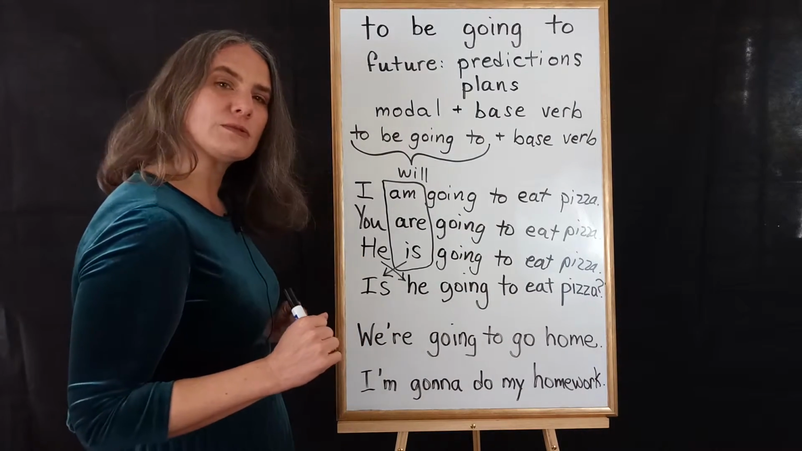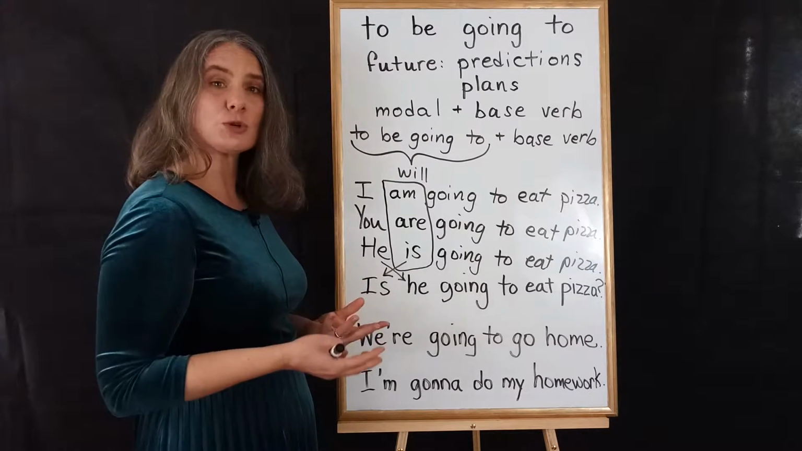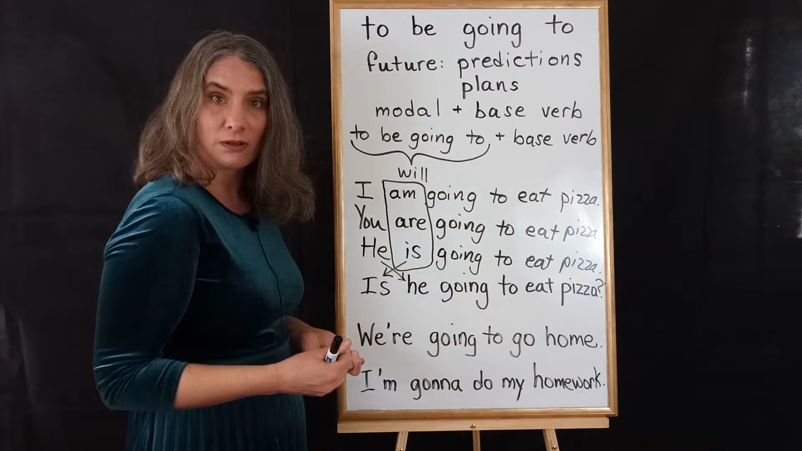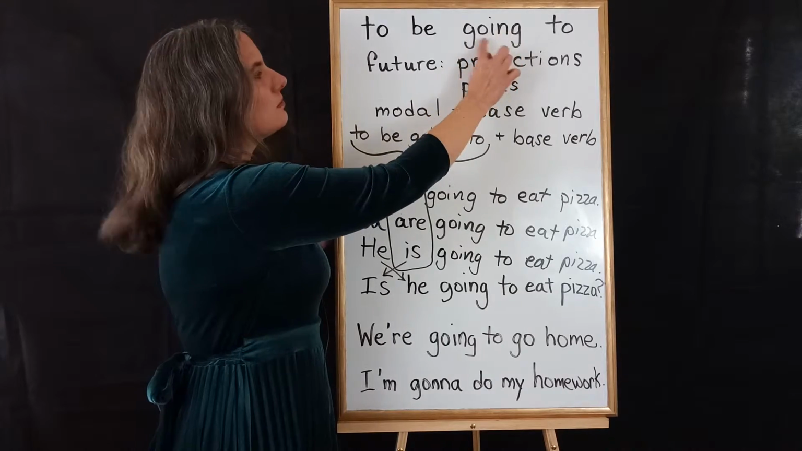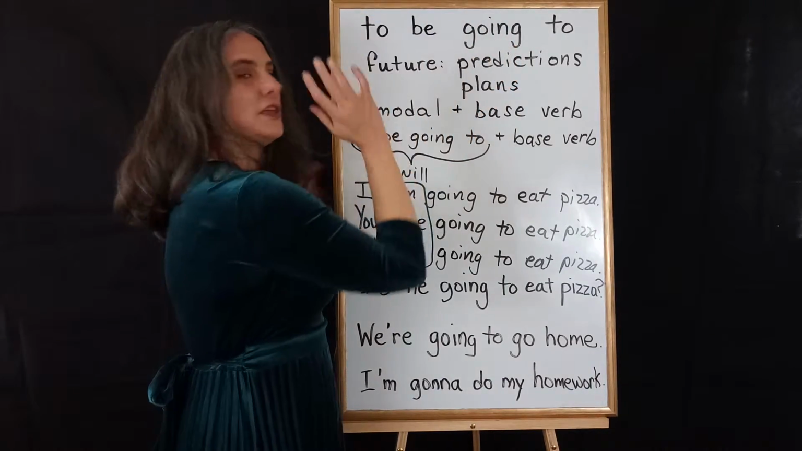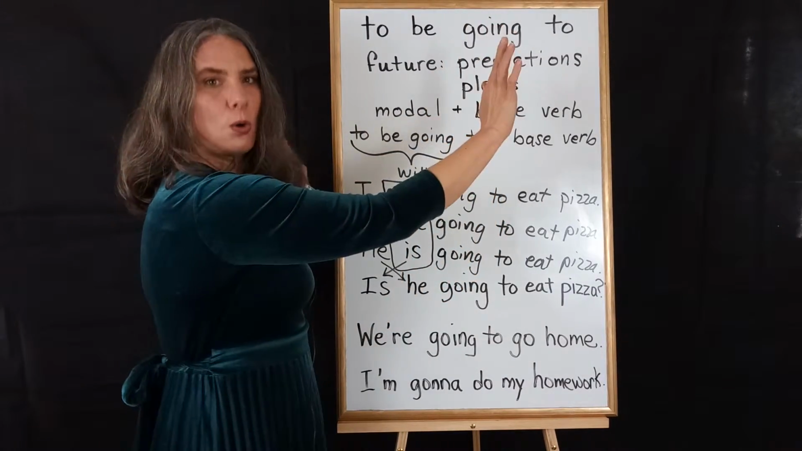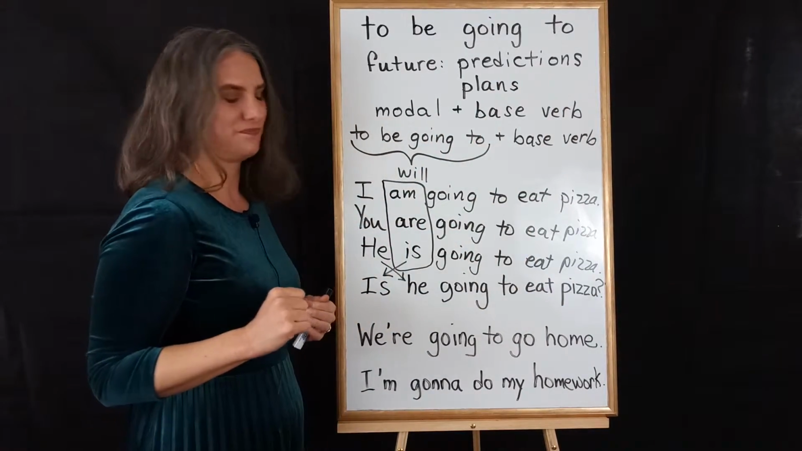Another thing I want you to remember. Sometimes our actual verb, our action is go. When we use this to be going to, this doesn't mean go. Think of it as future. There's no actual go, like move from one place to another here.